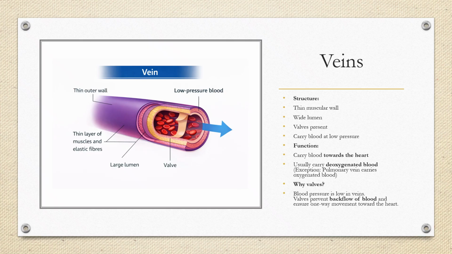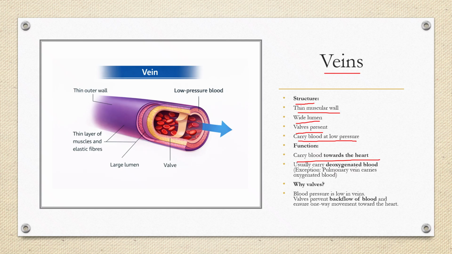Next type of blood vessel is veins. Again, the two main things: what is the structure of the vein and what is the function of the vein. Veins have a thin muscular wall and a wide lumen. In case of arteries they have a narrow lumen, but in case of veins they have a wide lumen. Veins carry blood at a low pressure, but arteries carry blood at a high pressure. Next, what is the function of veins? Veins carry blood towards the heart, but arteries carry blood away from the heart.